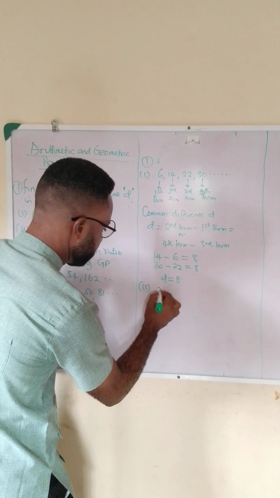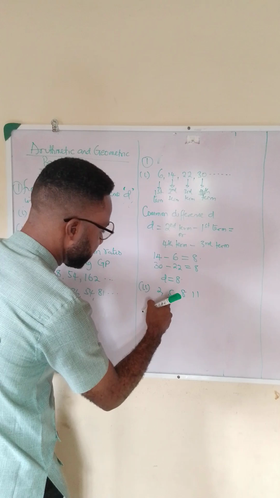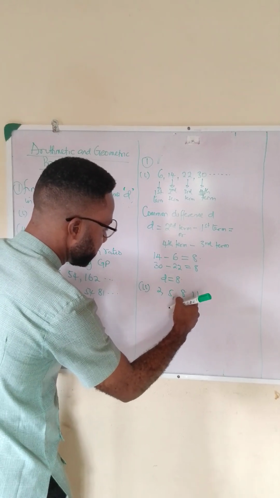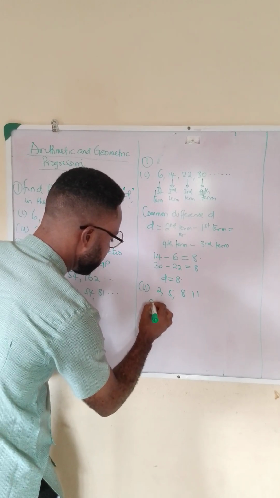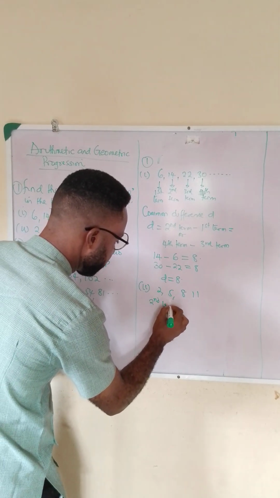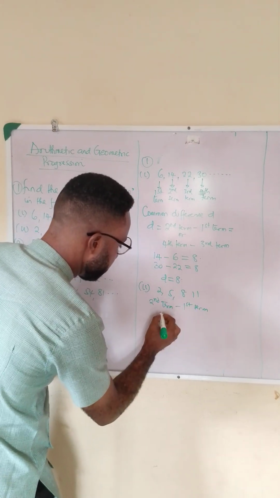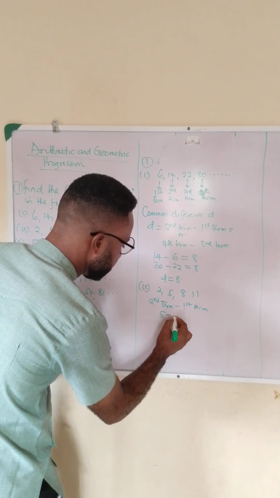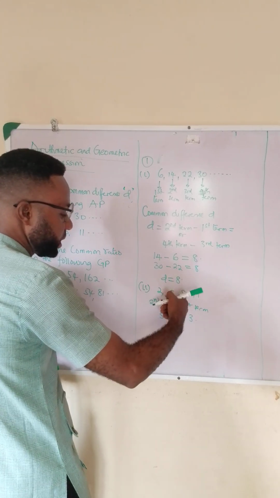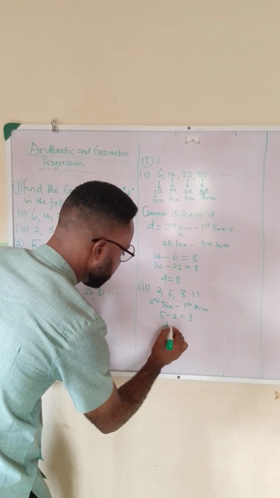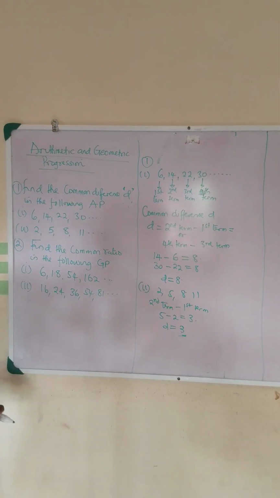We can use the same method to solve the other one, II. We have 2, 5, 8, 11. This is our first term, second term, third term, and fourth term. Second term minus first term gives us 5 minus 2, which is equal to 3. If we say fourth term minus third term, it still gives us 3. So the common difference here is 3.